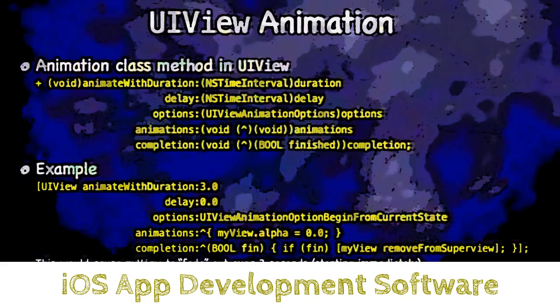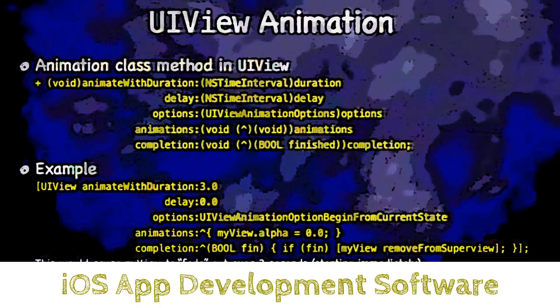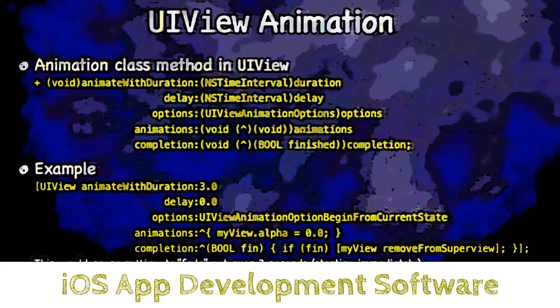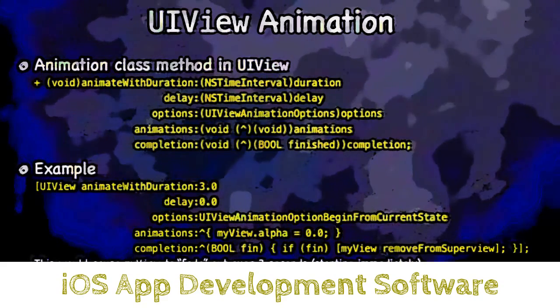But if nothing interrupts it and the alpha goes all the way to 0, then this completion handler will be called and the argument will be yes. Yes, it completed. And if that happens, I'm then going to remove my view from the view hierarchy. So what this single line of code does is fade out my view, and if it successfully fades it out, removes it from the view hierarchy.